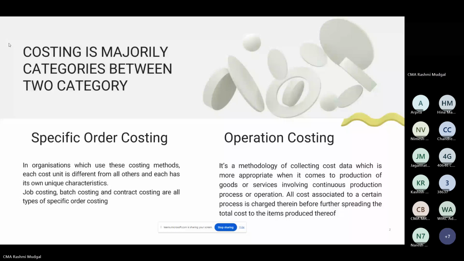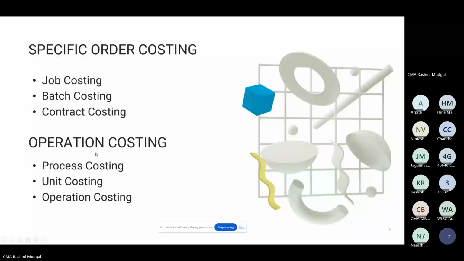Job costing, batch costing, and contract costing; and operation costing: process costing, unit costing, and operation costing. So today we are going to discuss these subjects, with examples of where we need to take job costing, batch costing, contract costing, process costing, unit costing, and operation costing.